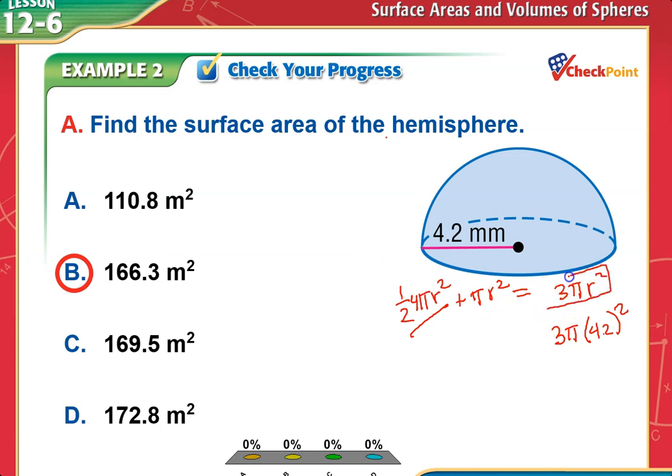That actually includes then that area of the great circle. Why can I say 3 pi r squared? Because half of 4 pi r squared reduces just to 2 pi r squared. And we're taking 2 pi r squared and we're adding 1 pi r squared, which gives us then 3 pi r squared.